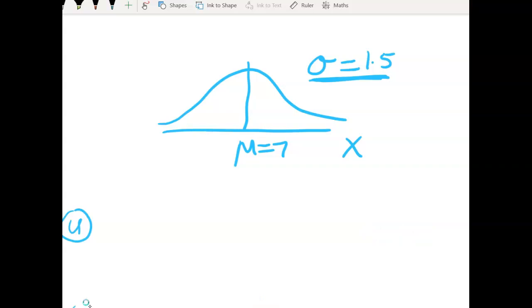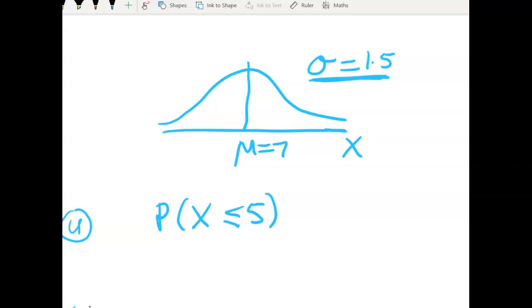The next thing to do is to shade in the probability that we want and to write a probability statement. So P(X ≤ 5). Now it doesn't matter if we write less than or equal to, or less than 5, because we're dealing with a continuous distribution, right? We're looking at the time that we wait for, and that's a continuous variable.